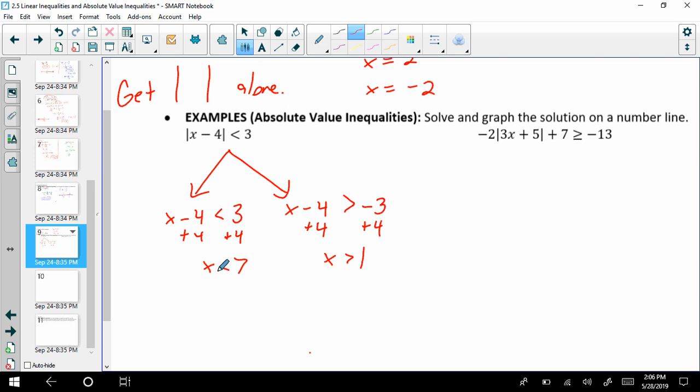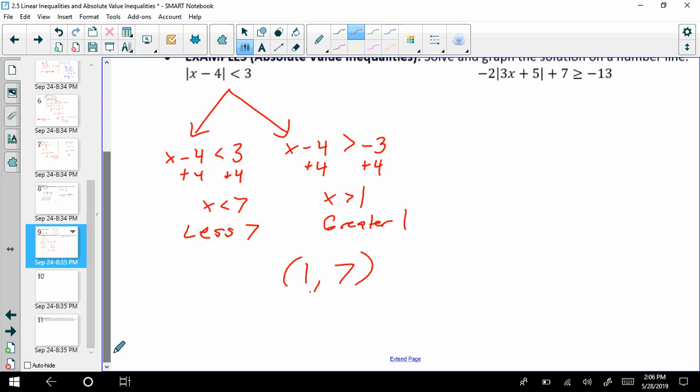Think about it. X is less than 7, but greater than 1. What would that look like? I have to stay less than 7, but be bigger than 1. Hopefully you're thinking that, right? I have to stay between 1 and 7. If I graphed it on a number line, everything in between would be an answer to that inequality, but we don't include 1 and 7.